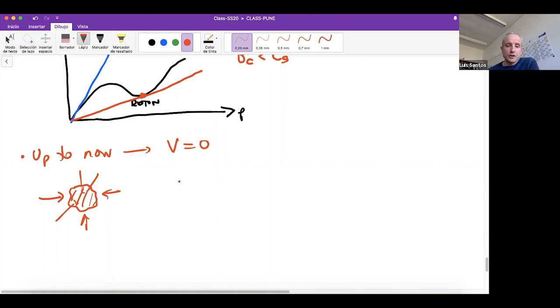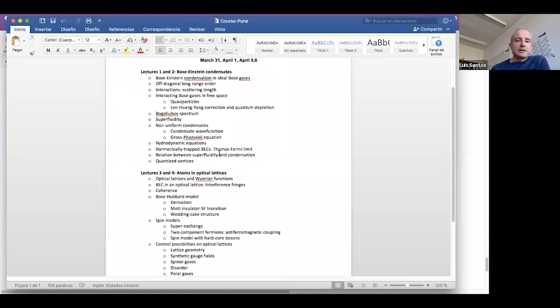Now the question is, how do I describe a condensate which has not a fixed density n everywhere, but which will have a distribution in space? This is what we will discuss tomorrow. We will have a look at how to describe a condensate which has a spatial dependence. We will introduce the idea of order parameters, so the wave function of the condensate, and an important equation, which is the Gross-Pitaevskii equation.